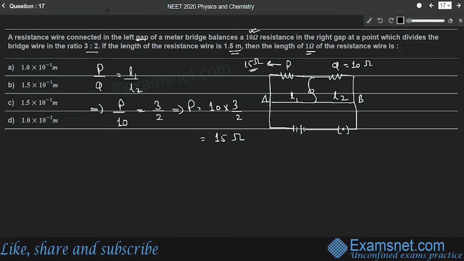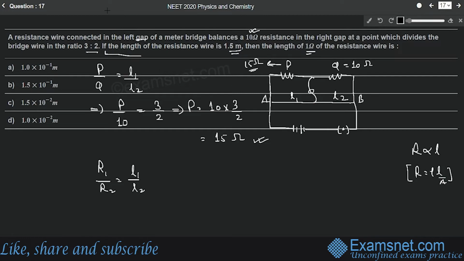Now focus on the last line of the question. If the length of the resistance wire is 1.5 meter, that means the wire related to this 15 ohm resistance. Okay, so if this is R1, then the length associated with this resistance will be L1. Okay, and we know that R is directly proportional to L. Okay, you know the formula, R is equal to rho L by A. So R is proportional to L. That means R1 by R2 will be equal to L1 by L2.